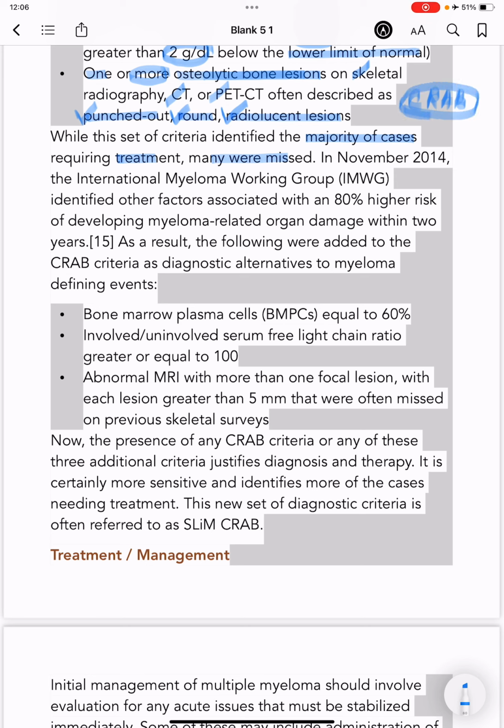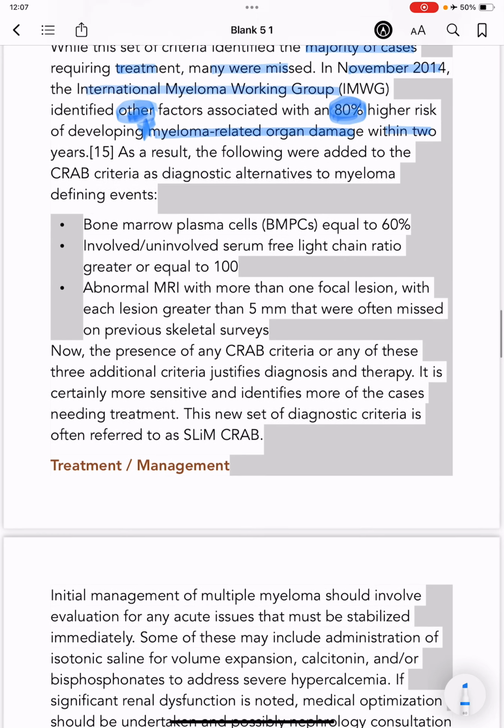Because of this, in November 2014, the International Myeloma Working Group identified other factors apart from the CRAB criteria. These are associated with an 80% higher risk of developing myeloma related organ damage within 2 years.